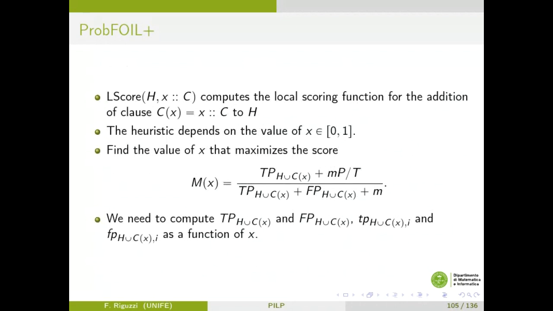Now, if we want to compute the local score of a clause X::C added to theory H, where X is the parameter to be learned, we can express the precision, the M estimate of the precision, in this way as a function of the parameter of the clause. So we need to find the parameters that maximize the local scoring function. To score a clause, we need to find a value of the parameter for computing the local score, which is the precision of the clause.